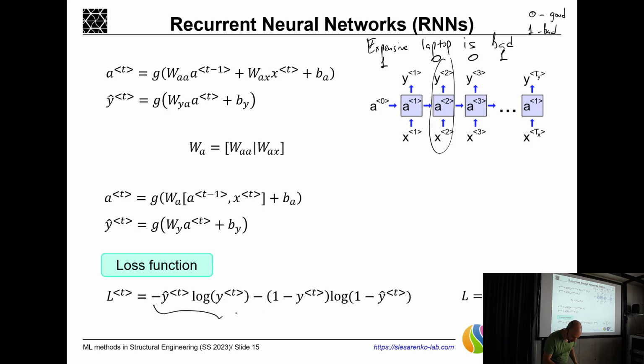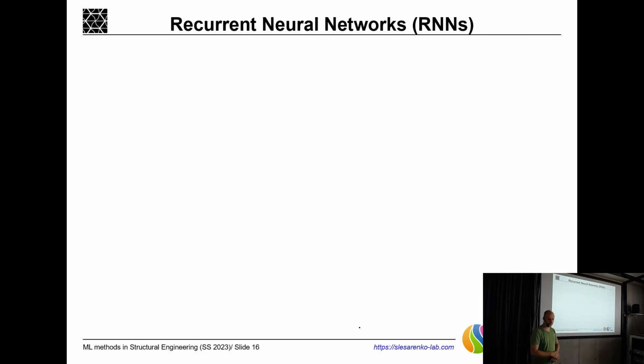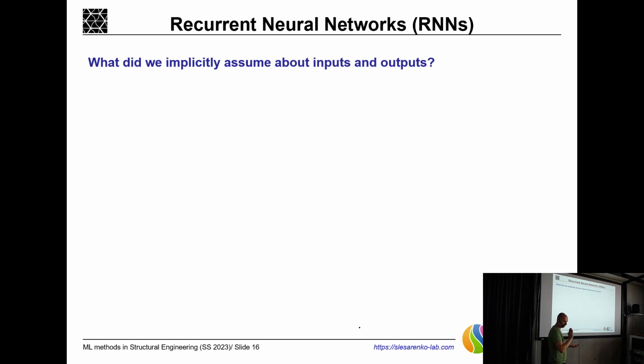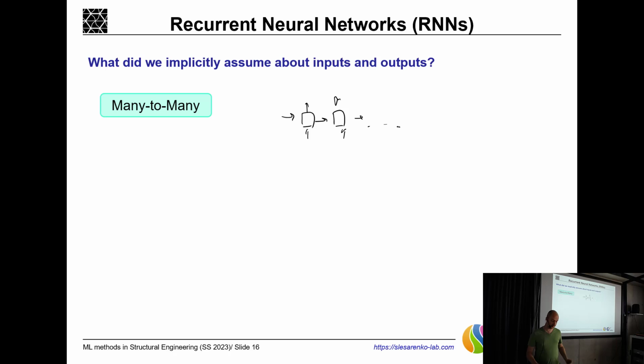So let's say this is a binary cross entropy. Nice. Okay, that's the things that I already discussed for this particular problem. What did we implicitly assume about inputs and outputs? So we actually assume that we have the same number of input elements and the same number of output elements. In many cases, it's called a many-to-many recurrent neural network. So in this case, the architecture is exactly as we draw it. So we have something like that and like that. Okay, so this is a many-to-many example.